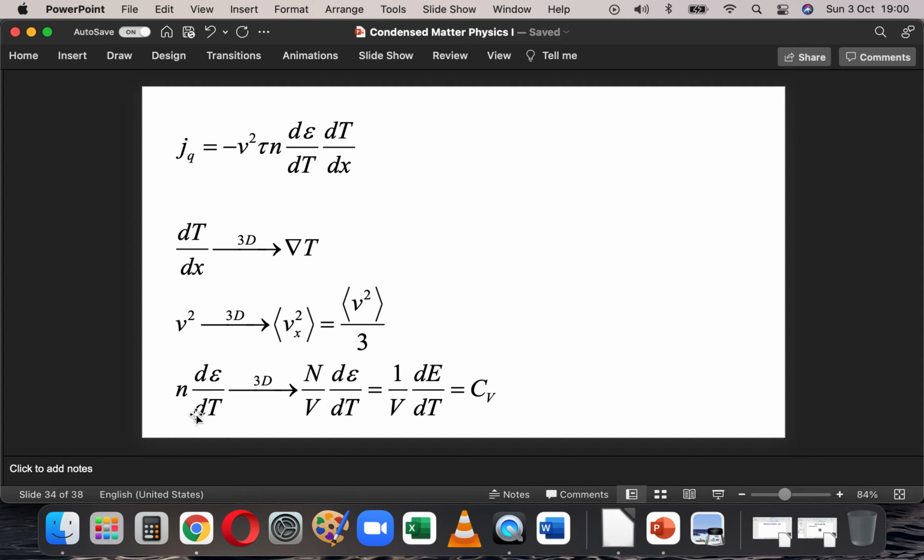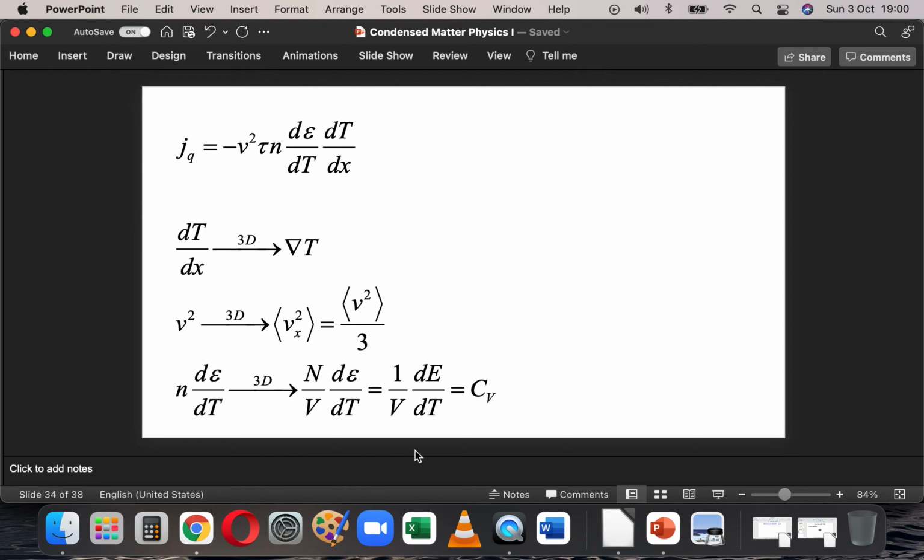Also I have this term n dE by dT. Now this n is equal to the total number of electrons divided by the volume, so this n into small e will be the total energy. I can write this as dE by dT per unit volume. This is essentially the definition of specific heat. The specific heat is the rate of change of internal energy per unit volume. This internal energy is basically the total energy of the system.